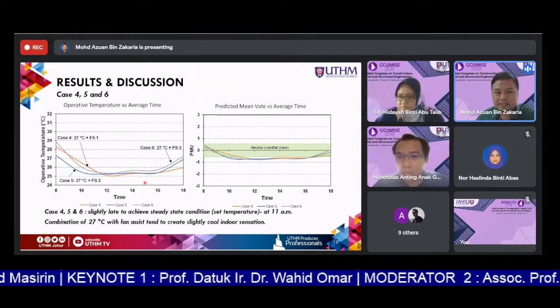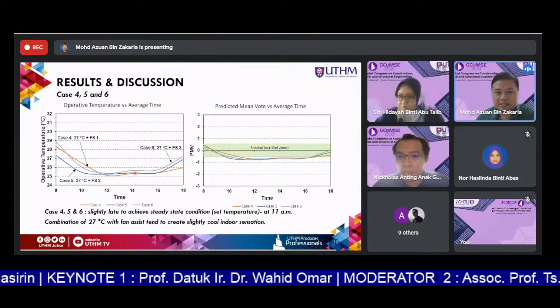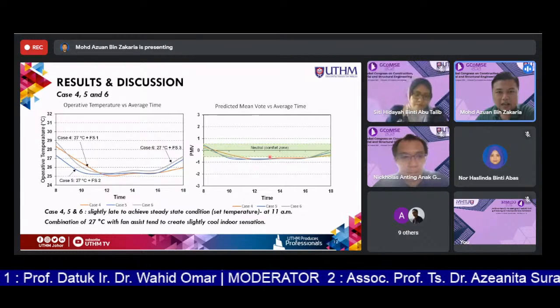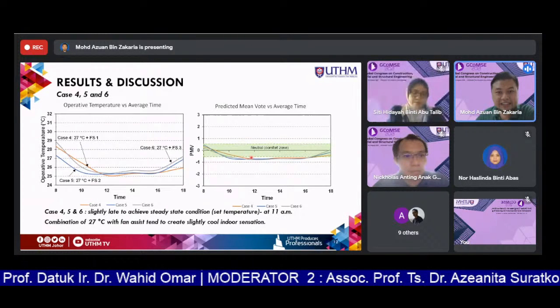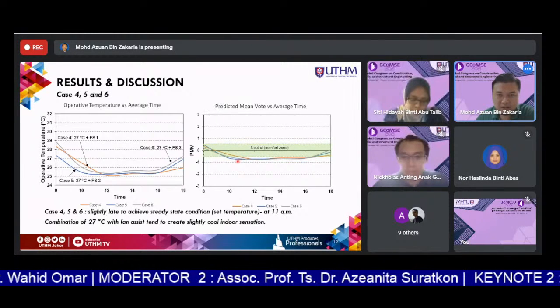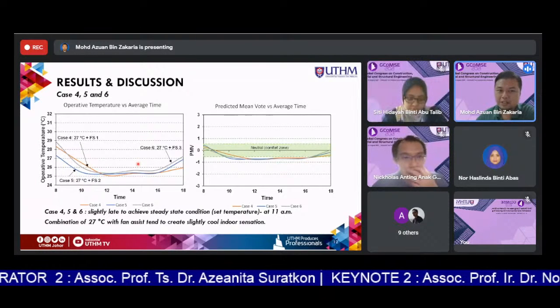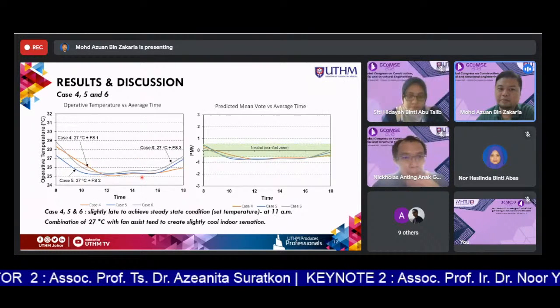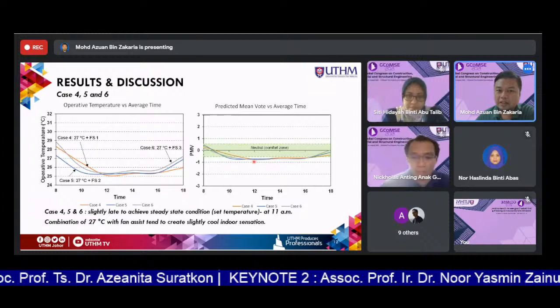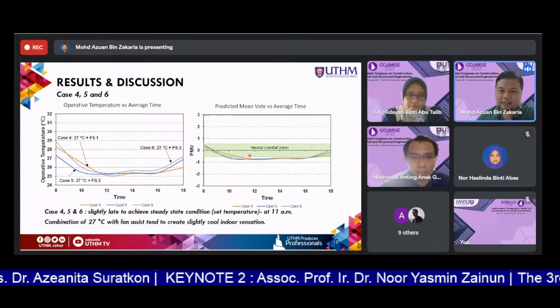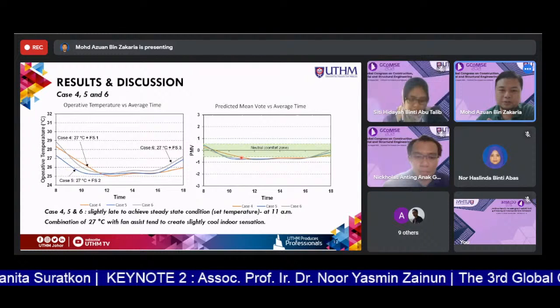But the problem in this case, as in all the cases, is that it tends to be slightly cool. It means 27 degrees Celsius is a very good temperature, but because of fan speed, it will extend the cool condition to slightly cool.